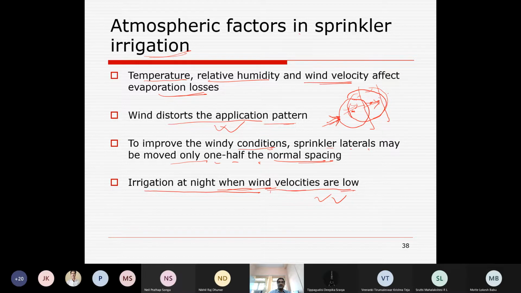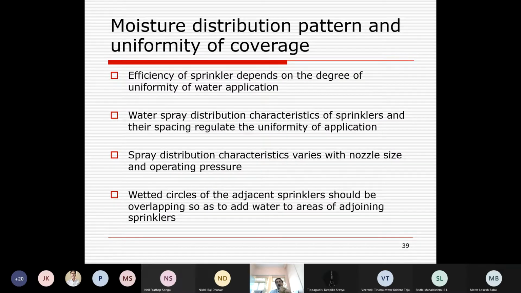to avoid the loss of water and have better uniformity of the sprinkler irrigation system. Then comes moisture distribution pattern and uniformity of coverage. Efficiency of sprinklers depends on the degree of uniformity of water application, meaning it is uniform everywhere in the field. It is not like this application. In terms of depth we are talking, everywhere it should be the same depth of water application.